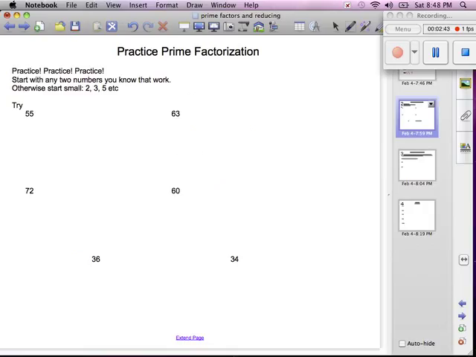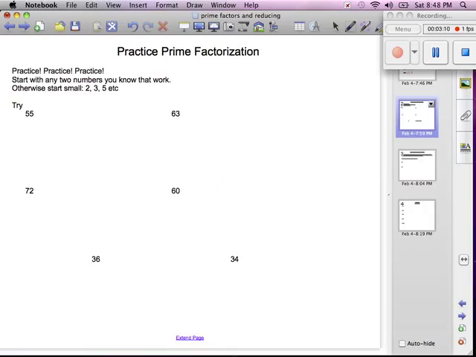Prime factorization, practice. We just have to practice, practice, practice. If you don't know your times table, this is a little bit difficult and challenging and annoying, but it gets better with practice. So when you're doing prime factorization, you can start with any two numbers that you know work. Whatever number you think is easiest to divide by, do that one. Whatever order you start, you'll get the same answer.